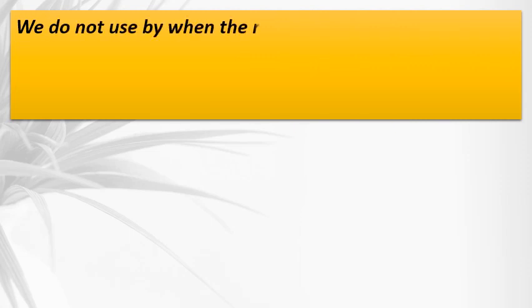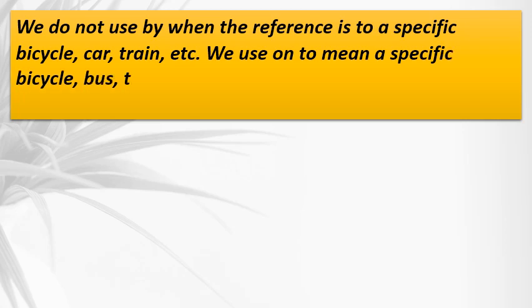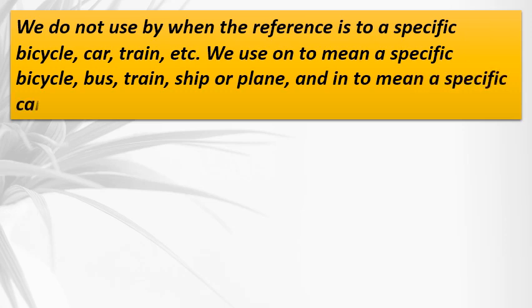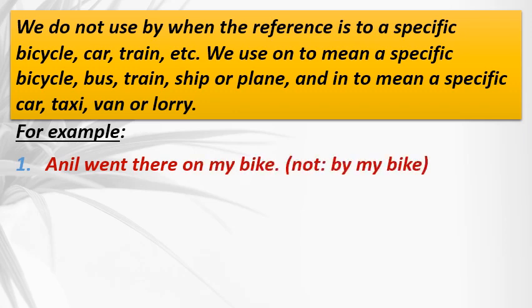Now let us see the last rule, that is the 20th. We don't use by when the reference is to a specific bicycle, car, train, etc. We use on to mean a specific bicycle, bus, train, ship or plane, and in to mean a specific car, taxi, van or lorry. To clarify it, let's see some examples. Number 1: Anil went there on my bike. So here we will not use by my bike.